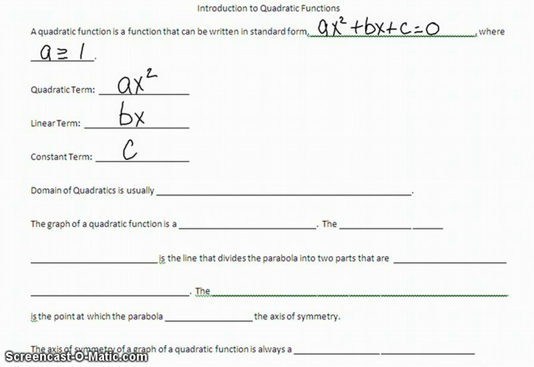Now, the domain. If we remember, what were our restrictions on domain when we looked at those? We were looking for two circumstances that would cause a restriction on our domain, or our input values. If you remember, we were looking for square roots and where we had a variable in the denominator. Since we don't have either of those situations with a quadratic, usually the domain is all real numbers, meaning we can put anything we want as an input value. There aren't going to be restrictions.